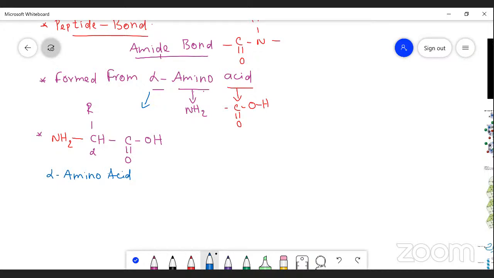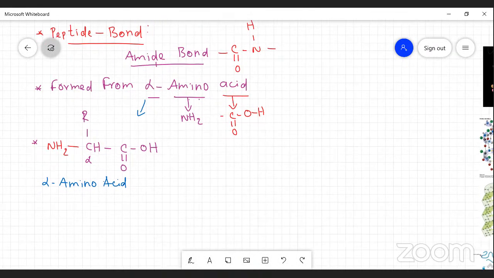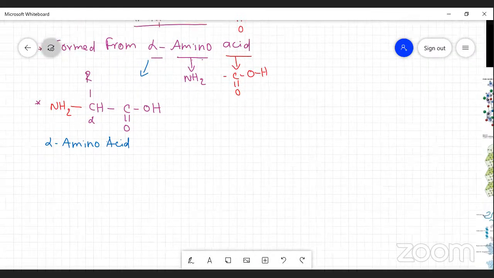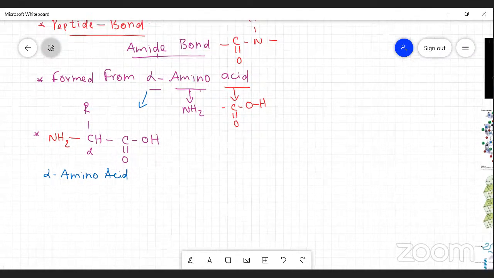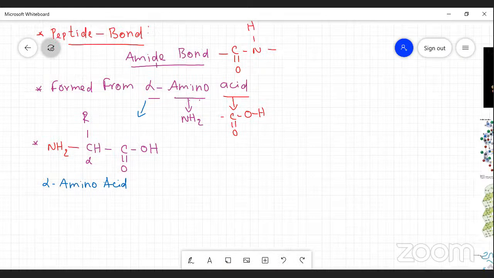Now here we get the CONH bond. We have previously taken this as the peptide bond. How will you get this peptide bond from amino acids? The NH2 group of one amino acid reacts with the COOH group of another amino acid, which leads to a peptide bond.